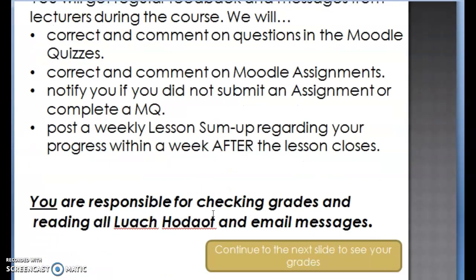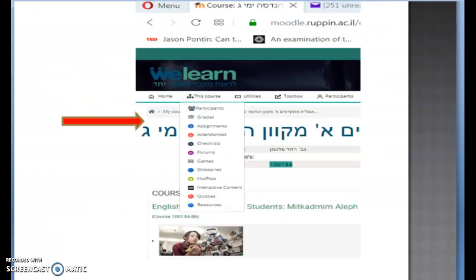However, you are responsible for checking grades and reading all the Luach Hodaot and email messages. You need to check your email every single day. So how do you see your grades? Go up to the top of our course and look for this course. Look for the grades. And there's a table here. You can see the red arrow. Click on grades.